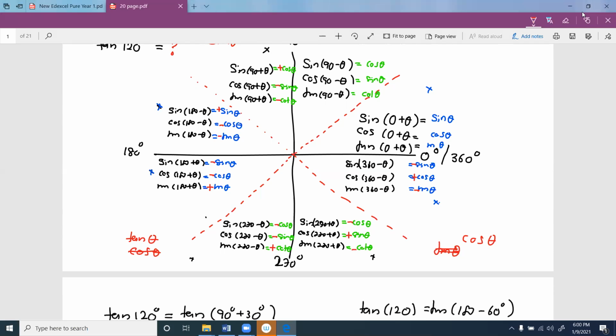This is wrong. It's not the answer. So should I change my diagram? Yeah, change it, because I made a mistake when I just wrote it.